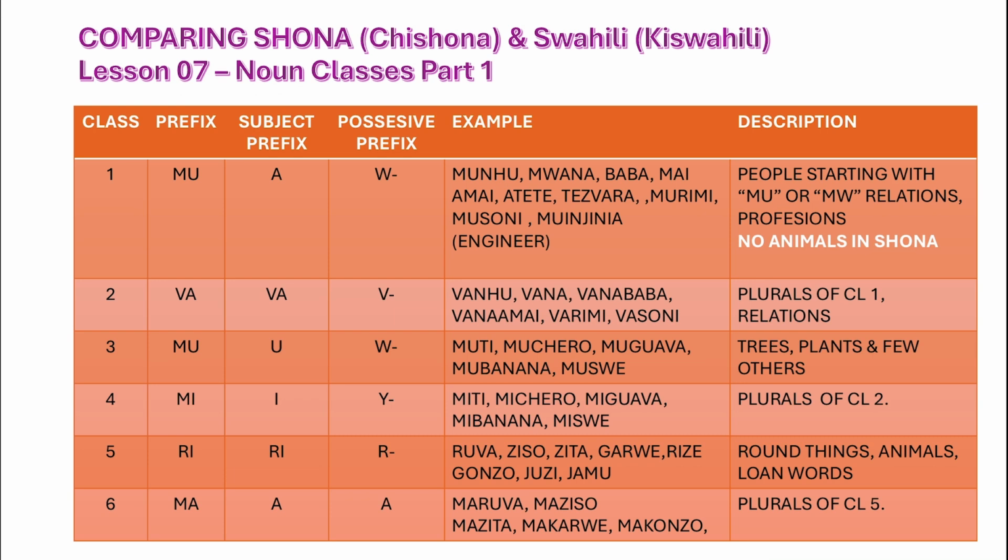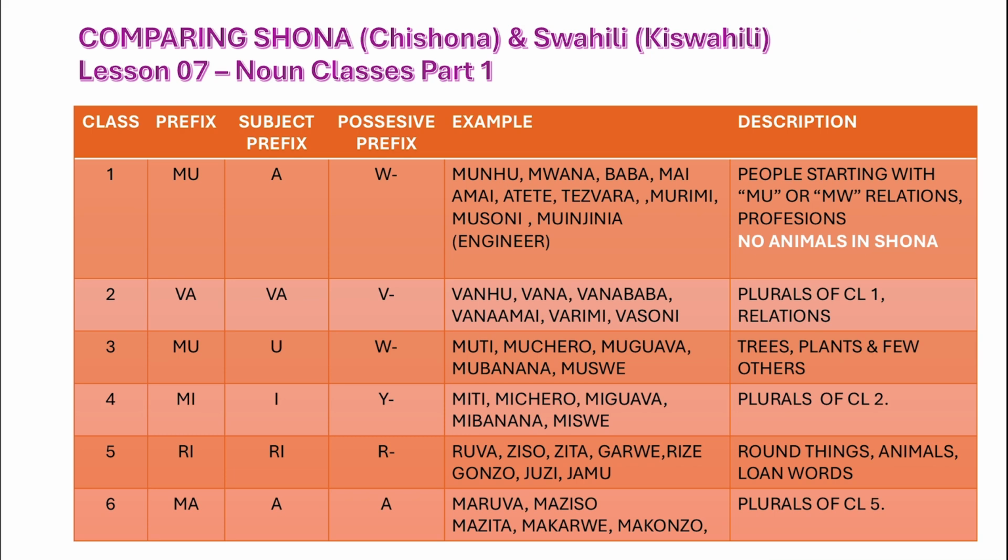Shona noun classes. We'll quickly run down these because we have already touched most of these in the Swahili noun classes. Class 1 and 2 is mu, va. Here we also have people who start with mu or mwa. Relations, family relations, professions. In Shona, we don't have animals, birds or fish in this class.